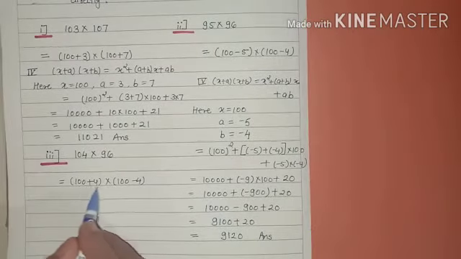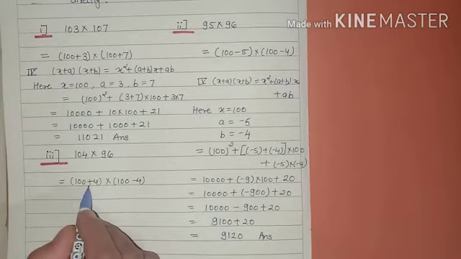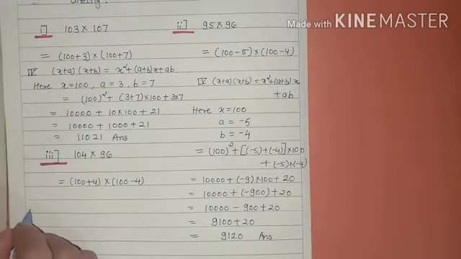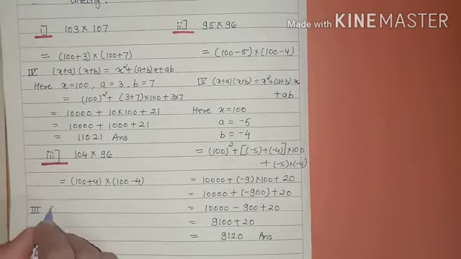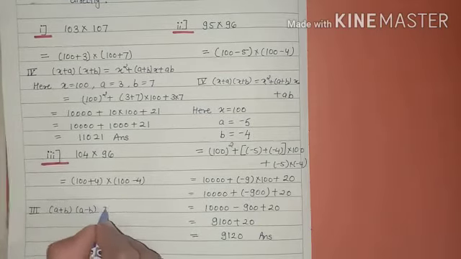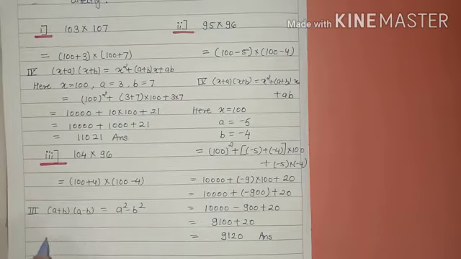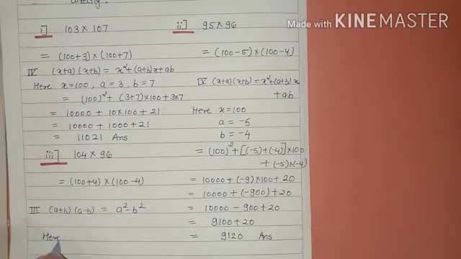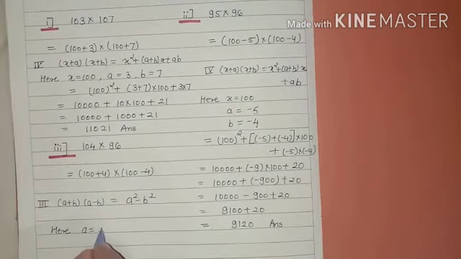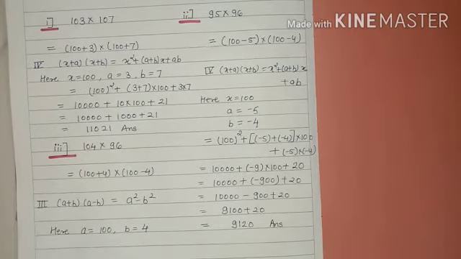Student, now you have to use a suitable identity. In the first bracket a plus sign, in the second bracket a minus sign, same numbers. Which identity will we use? We will use the third identity: (a plus b) into (a minus b), which is equal to a square minus b square. Now again we will compare and find the values of a and b. Here the value of a will be 100 and the value of b will be 4.